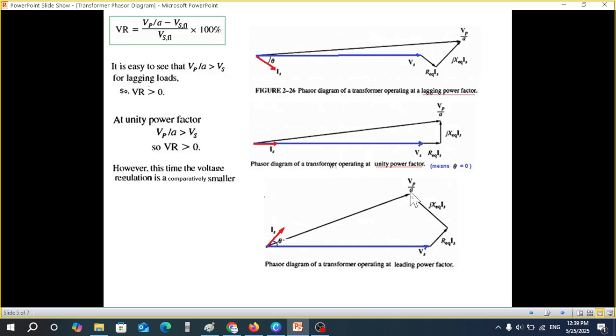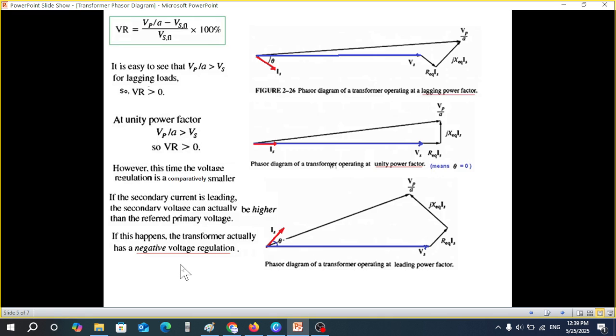Now here you can see that VP over a is less than VS. What will happen to the VR? The secondary current is leading, so the secondary voltage can actually be higher than the referred primary voltage. If the secondary voltage is higher than the primary voltage, the transformer is actually having a negative voltage regulation.